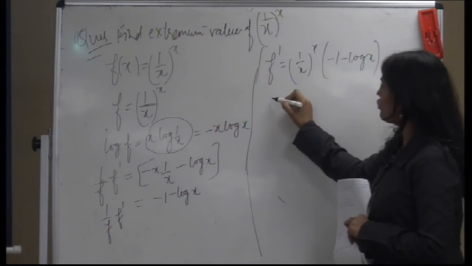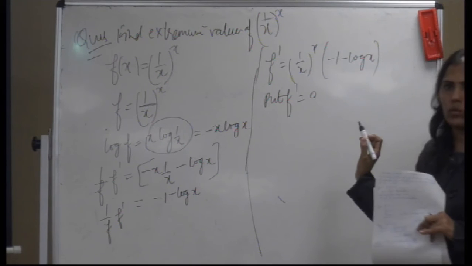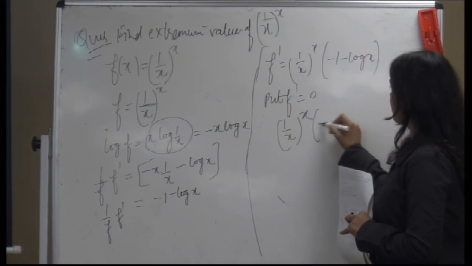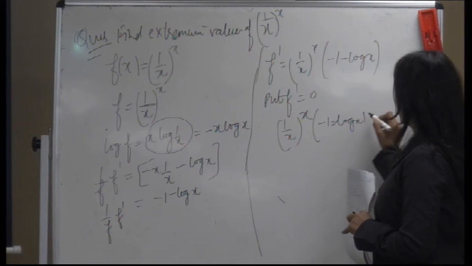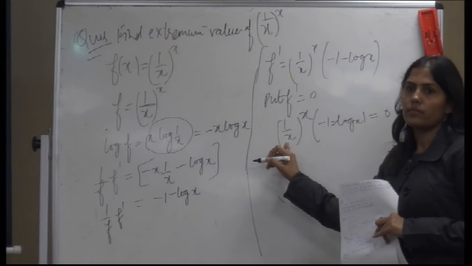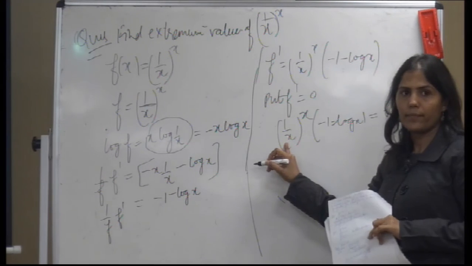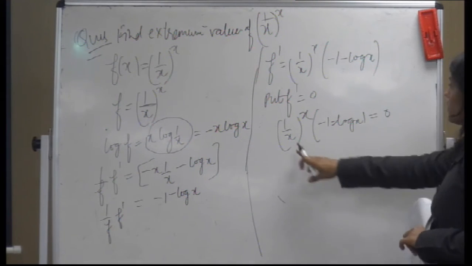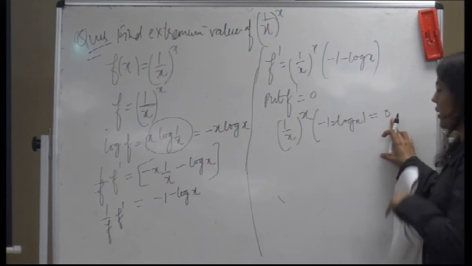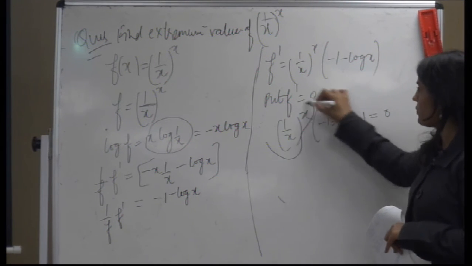Now what do I have to do? To know the critical points, f dash equal to 0, I'll equate. F dash equal to 0 means 1 upon x to the power x, times minus 1 minus log x, equal to 0. What about this term now? On the real line, is this 0 anywhere? Because I have two numbers in product and the product is 0, so either this is 0 or this is 0.